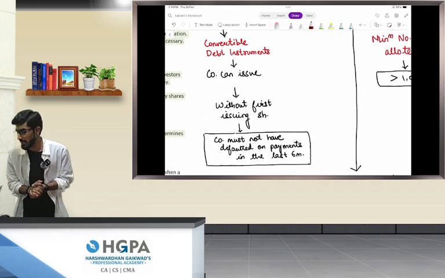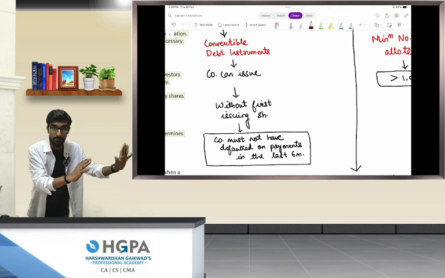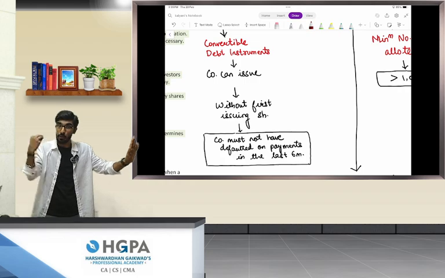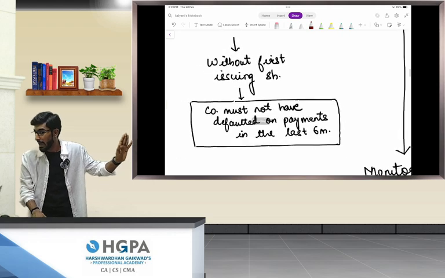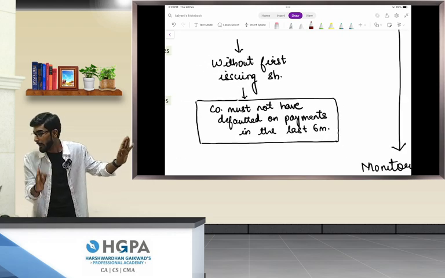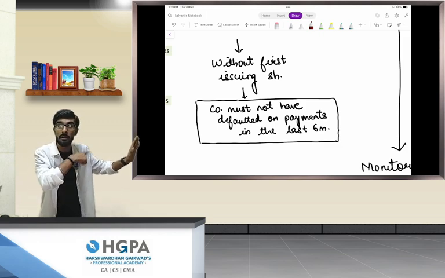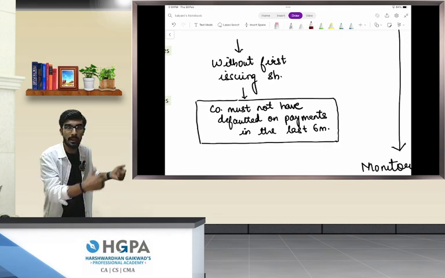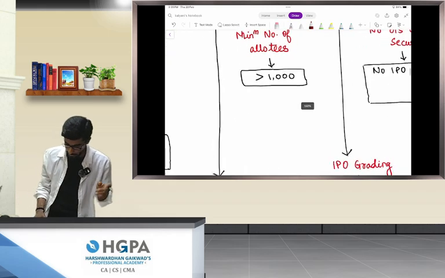So what this rule is saying is that companies can issue convertible debt instruments for the first time without issuing equity shares, provided it must not have defaulted on payments in the last 6 months. In the last 6 months, I should not have defaulted on any type of payments. Then only I can issue convertible debt instruments. Clear?